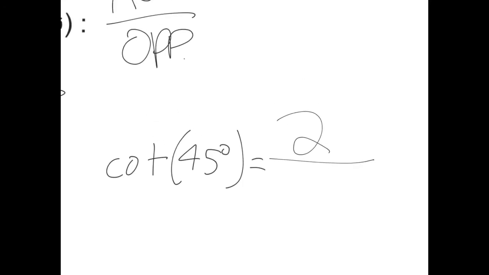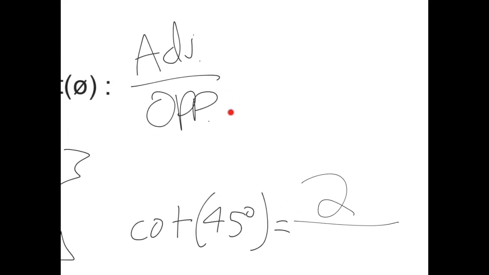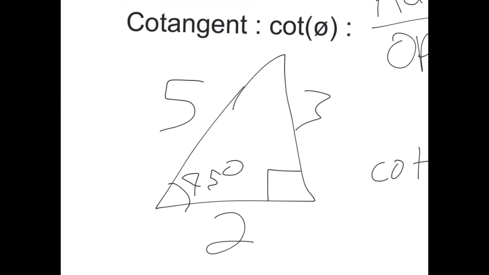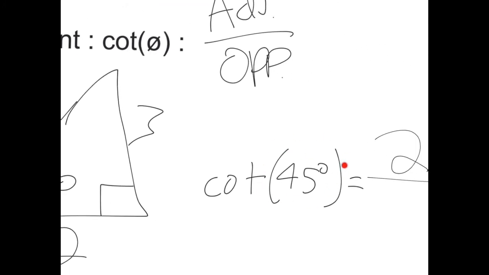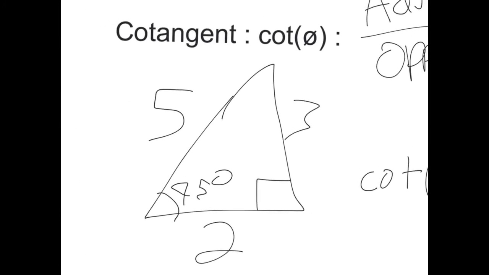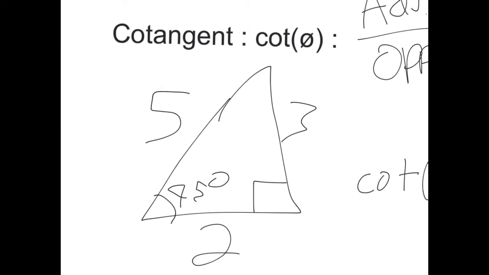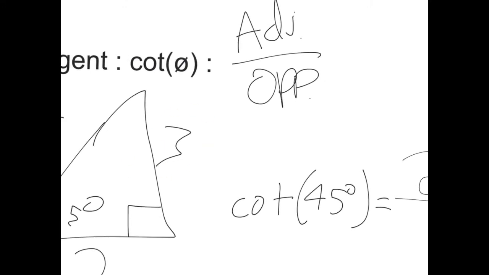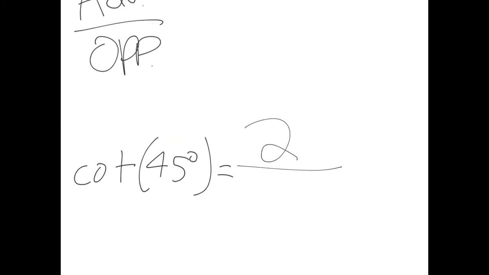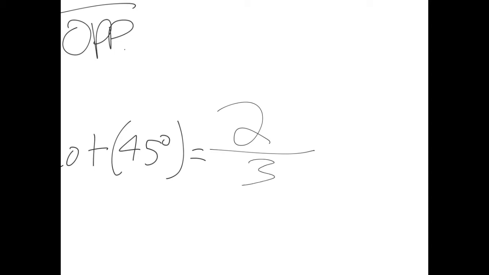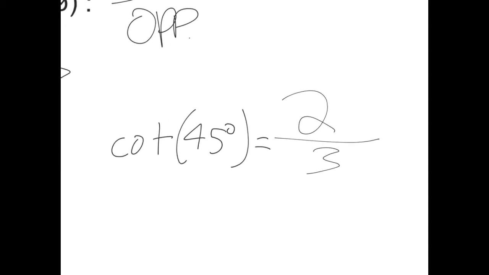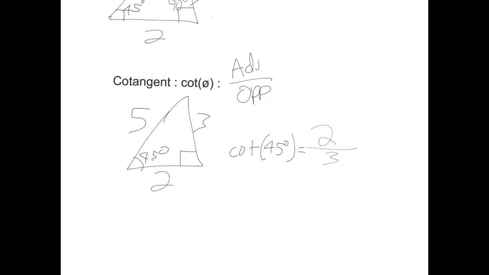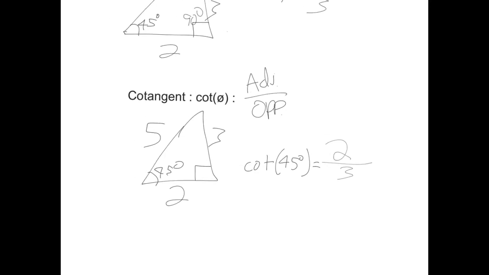So now adjacent over opposite. So the opposite of 45, which is what we are working with, if we just go here, it'll be 3. So we just fill in 3, which is the opposite. We just fill in here, 2 over 3. So now we know that the cotangent of 45 will be 2/3.